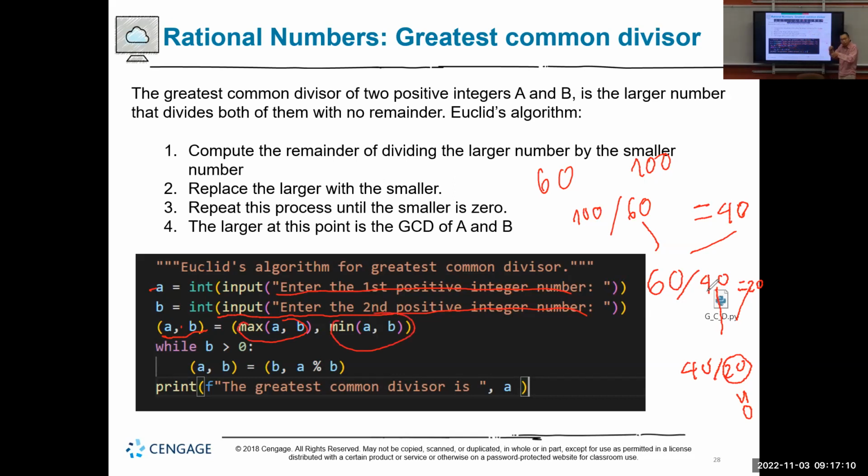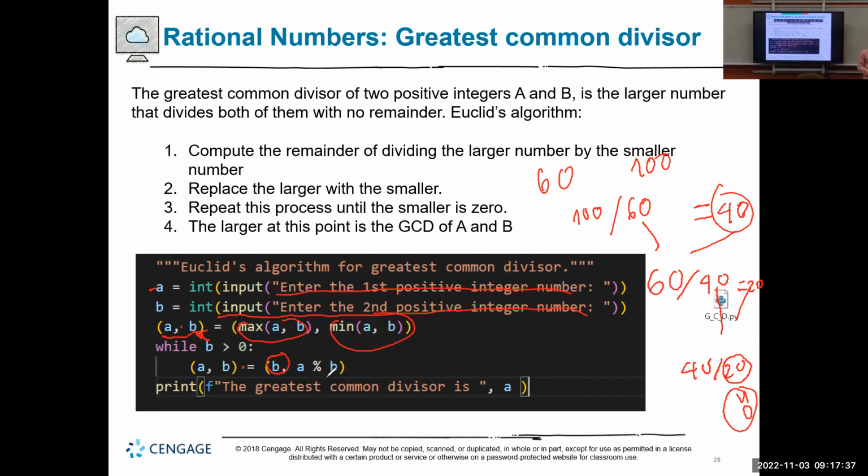Now see, I keep doing the process until the remainder is 0 here. Right? That's why I check. If the B here, you can think about B as the smaller one, is not equal to 0 yet, keep doing it. Every step I take the A from the smaller one, and B here is the remainder. That's the process.